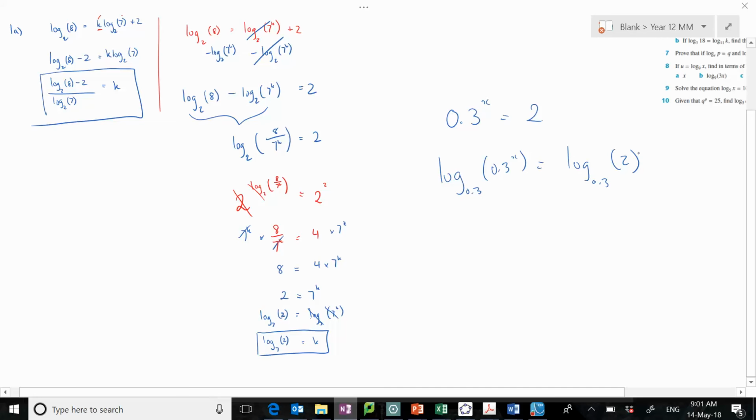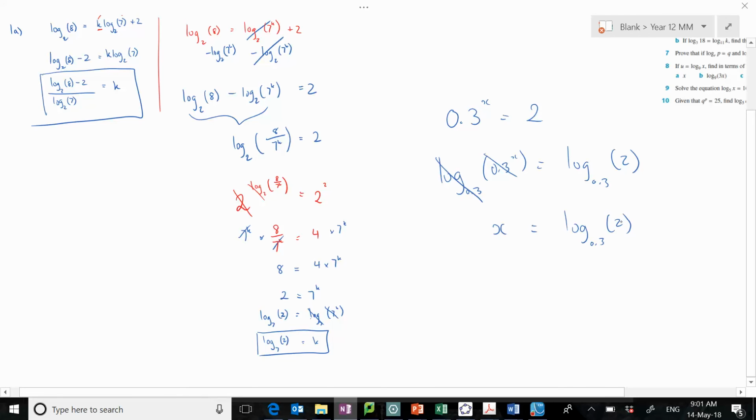Just like times, divide, add, subtract. Actually, I said that twice now. Anyways, from here, same thing: log base 0.3 of 0.3 will cancel out, and we know that it will equal x, because those are your inverses there. And then you've got log base 0.3 of 2, whatever that is.